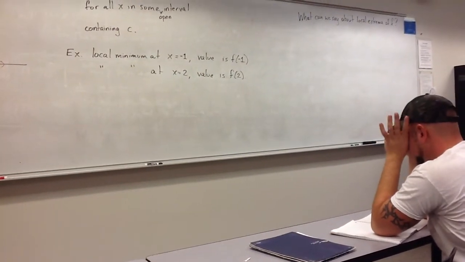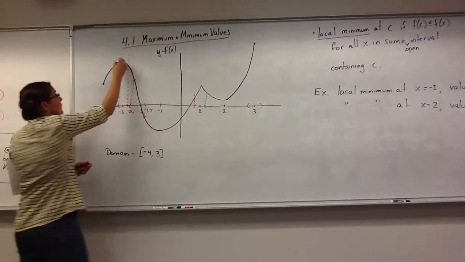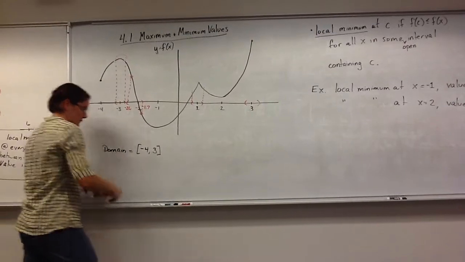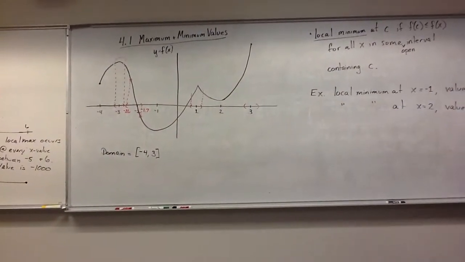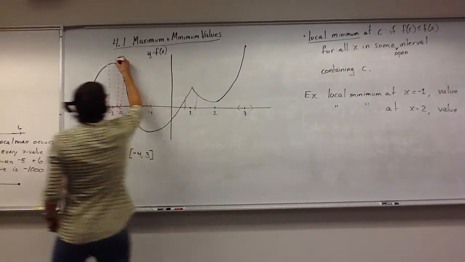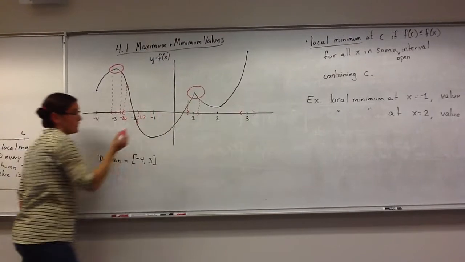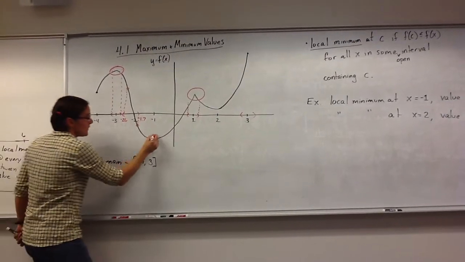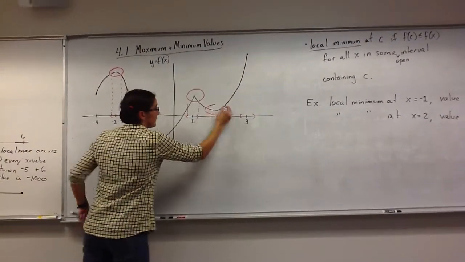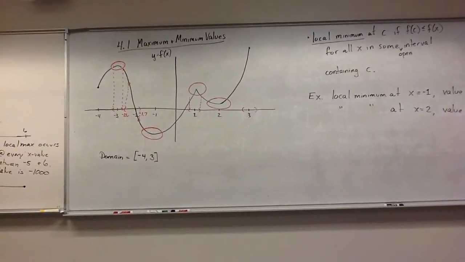So let's take a look at our picture over here. In this picture, I see two places where we have local maximums and two places where we have local minimums. We've got the top of this hill, and the top of this hill, which is a cusp, and we also have two bottoms of valleys. So our local extrema are these four circled locations.